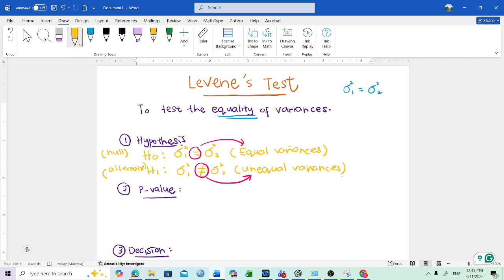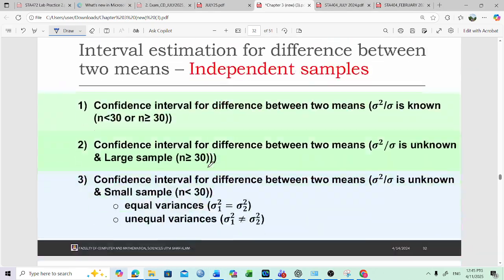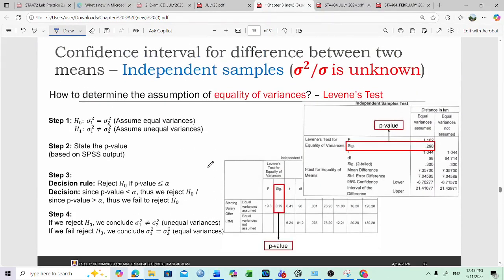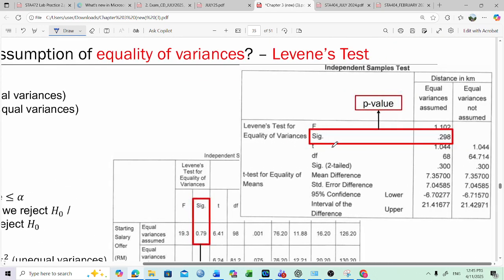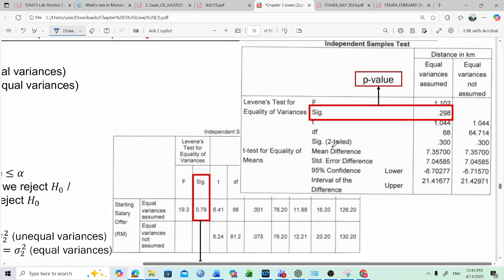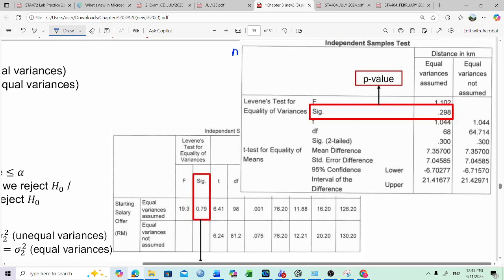For the p-value, you do not have to calculate it. So where do we get this value? For example, you can take a look at the slide on page 35. There are two different tables here. I will name this one table A and this one table B. Now we want to state the p-value. But where is the p-value? Please look at this one.